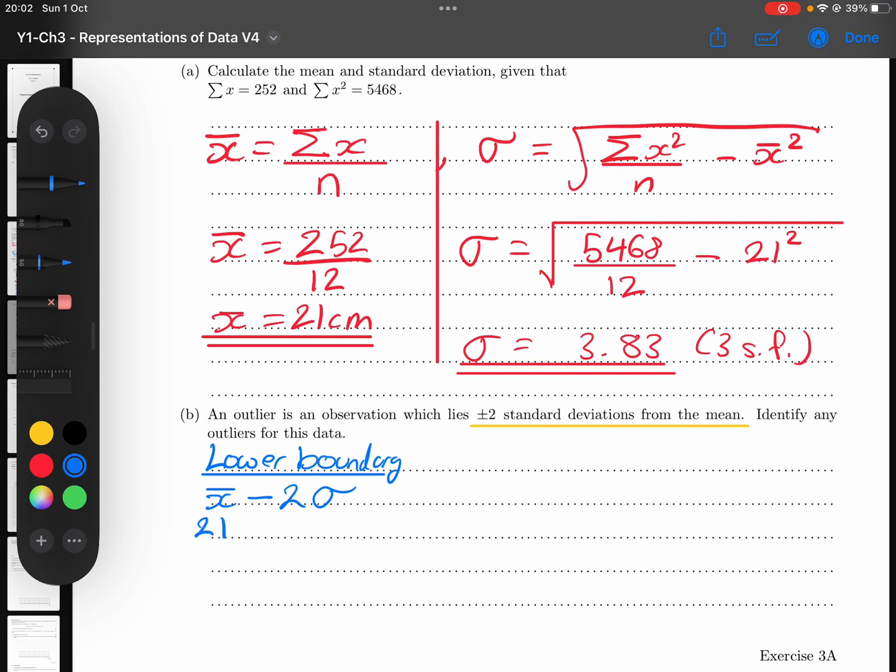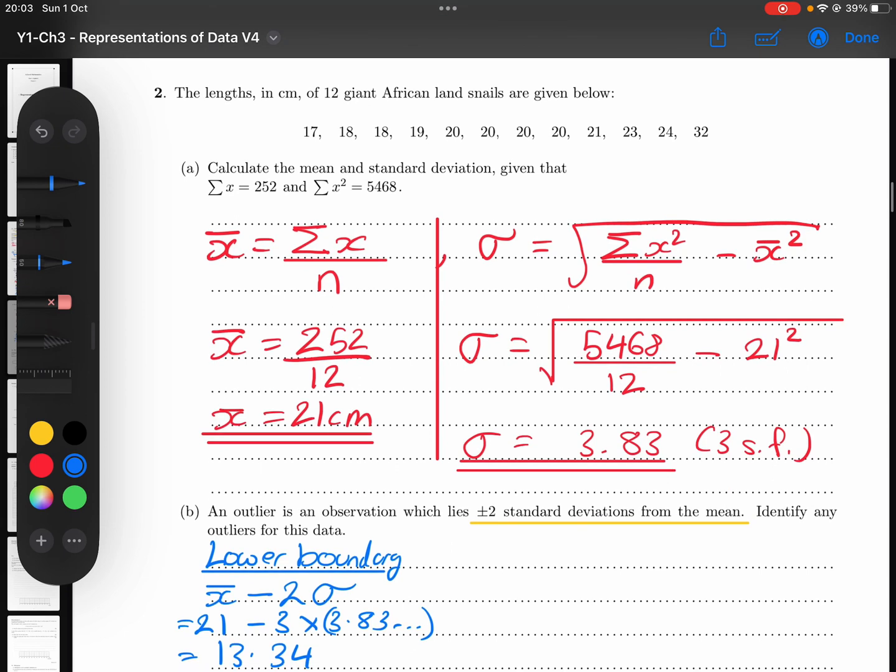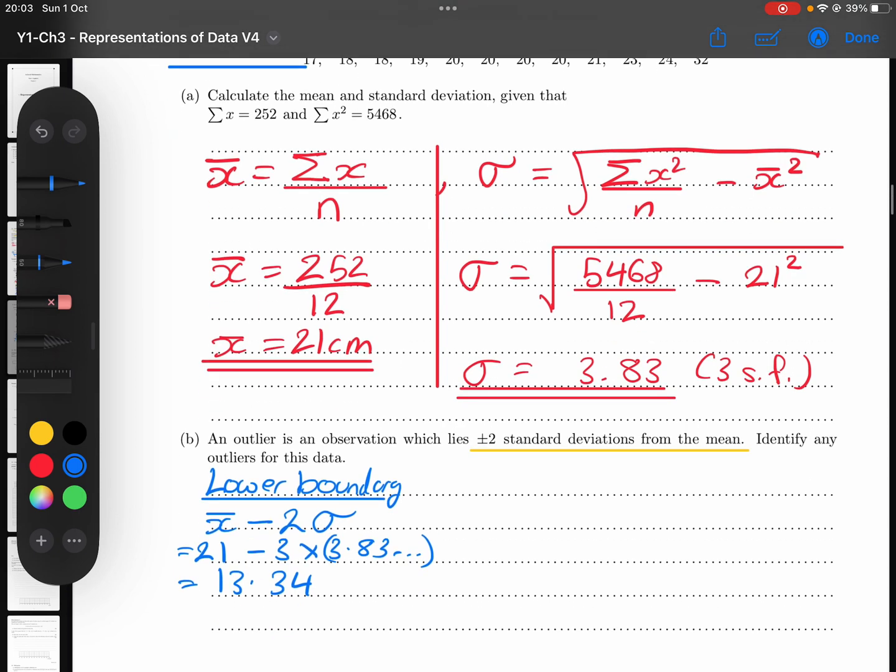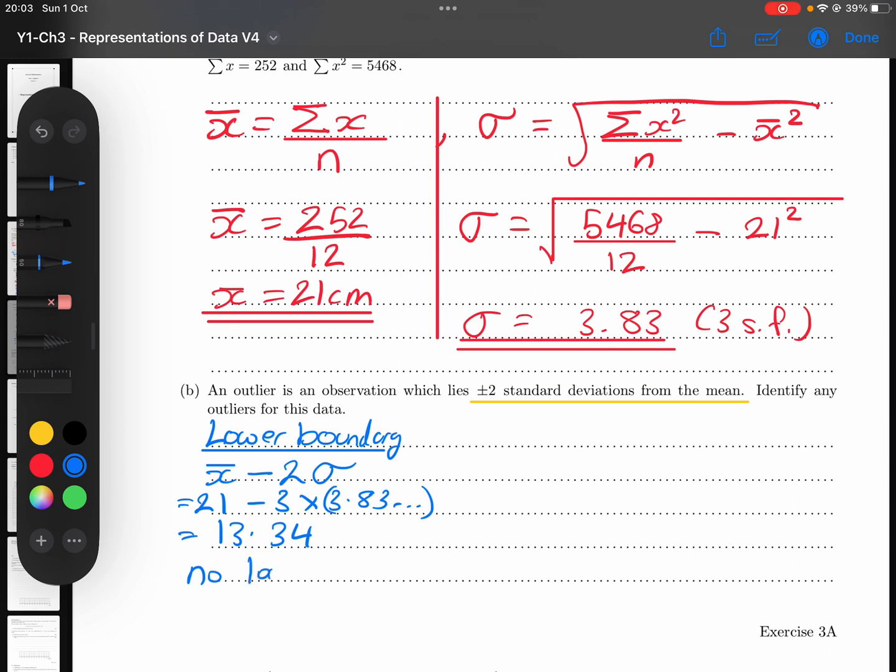Substituting the values, 21 minus 2 times 3.83 gives a lower boundary cutoff of 13.34. And then when I look back at the data set, I can see there are no lower outliers. There are no values less than 13.34. No lower outliers. No value was too extremely small to consider an outlier for this data set.